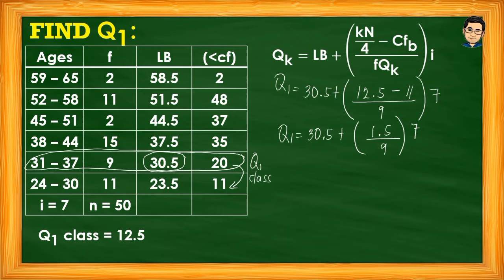Next, ang gagawin naman po natin is i-multiply natin yung 1.5 sa 7. Okay, so 1.5 times 7 is 10.5. Or pwede rin naman po yung 1.5 i-divide natin sa 9, tsaka natin i-multiply sa 7. So either way, makukuha naman natin yung sagot. So 30.5 plus the quantity of 10.5 over 9. Next, Q sub 1 is equal to 30.5 plus the ratio between 10.5 and 9 is 1.17.